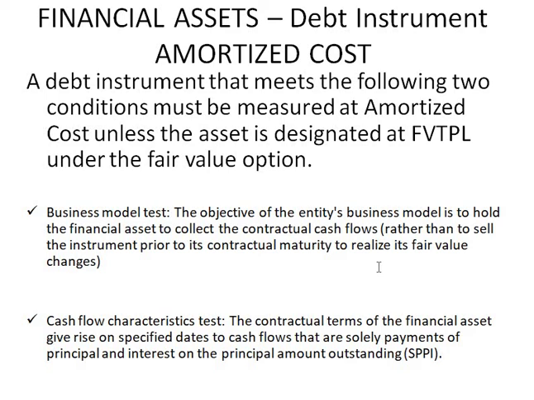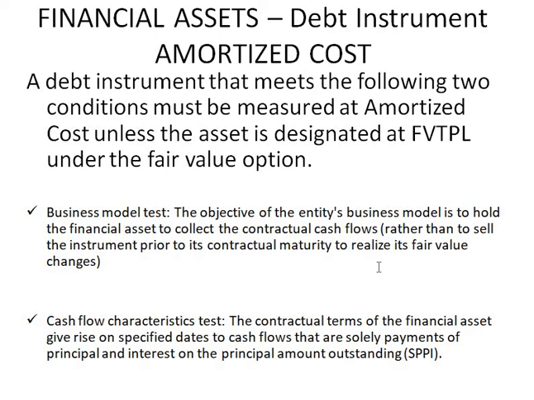So the first test the entity must pass to recognize the financial asset, which is a debt instrument, using amortized cost, is that the objective for holding the asset should be to collect contractual cash flow and also to hold it to maturity. The entity should not have any intention of disposing or selling the financial asset within its lifespan. So if it is 5 years, we are holding it to 5 years, to maturity, for it to be redeemed on the last day.